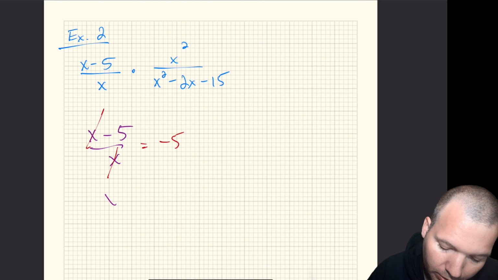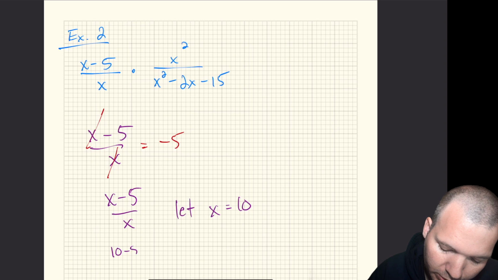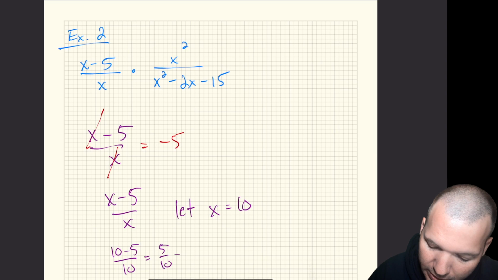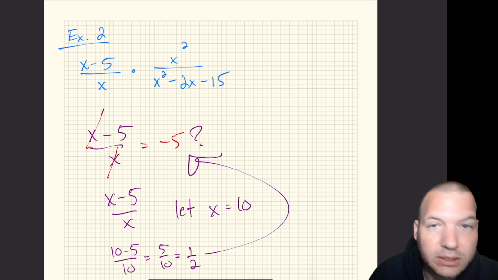So imagine we have x minus 5 over x, and we say let x equal 10. If we do that, the expression would turn into 10 minus 5 over 10, right? Because x is supposed to be 10 everywhere. So that's 5 over 10, which is 1/2, which is not negative 5. So it just doesn't work.